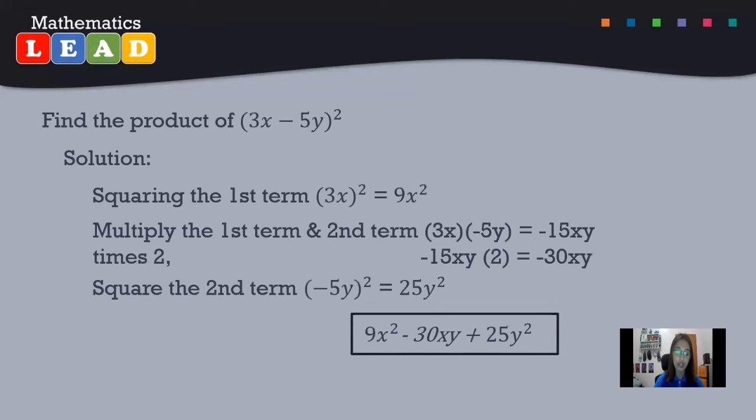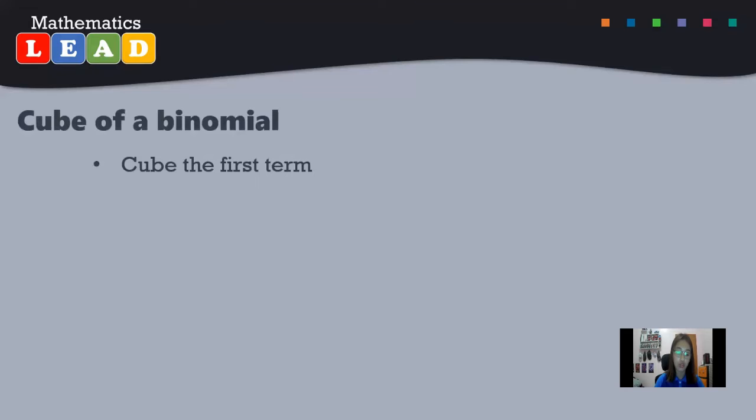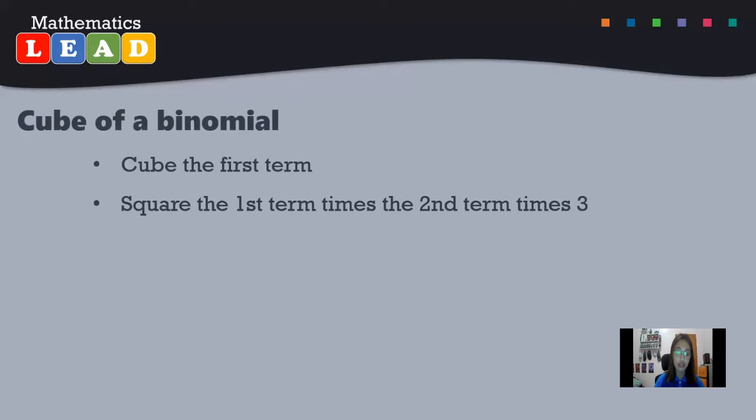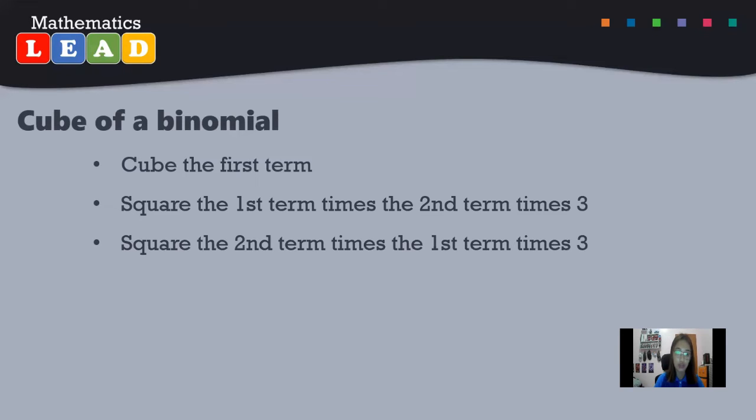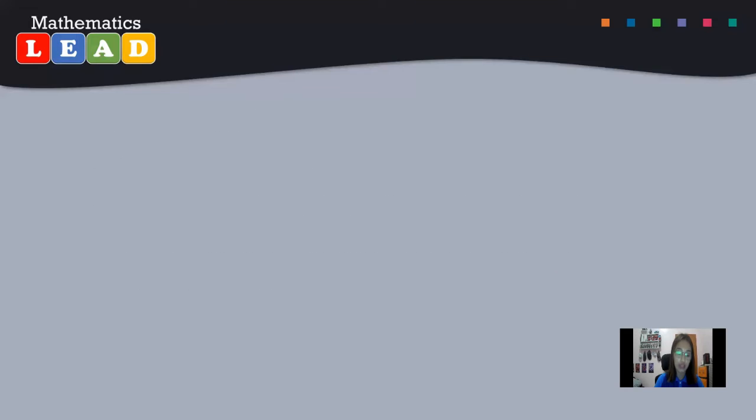All right. In the cube of a binomial, these are the steps that we need to do. First, cube the first term. Second, square the first term times the second term times 3. And then square the second term times the first term times 3. And then the last thing we need to do is cube the second term. To give you an example, let's try to find the product of (5x - 2y) cubed.